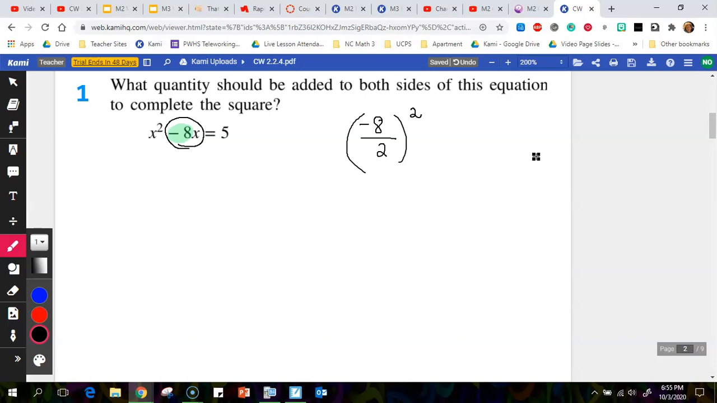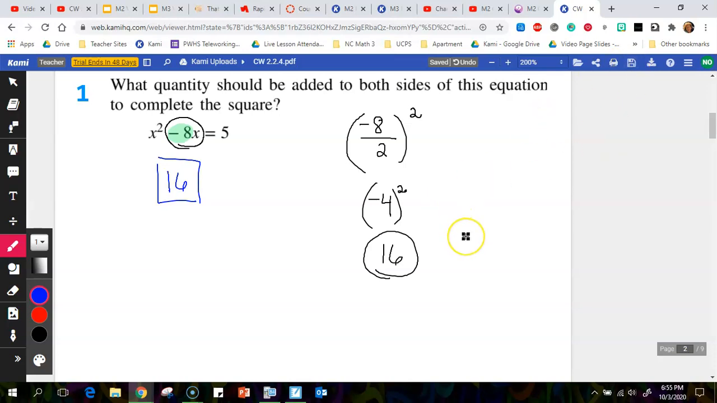So negative 8 divided by 2 is negative 4, and negative 4 times itself is 16. So that's the number that we would add to both sides. That's all it's asking us, what number would we add to both sides? So your answer here would be 16. You don't even have to do any more to it. They're not asking you to solve it. They're just saying, what would we add to both sides to complete the square? And that's how we did that, if you remember from the notes.